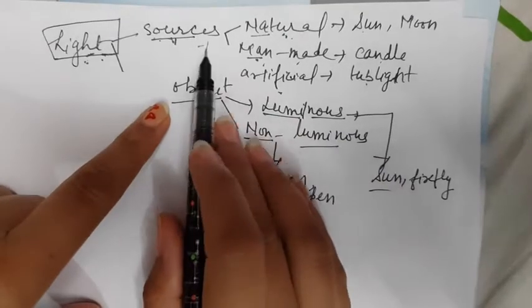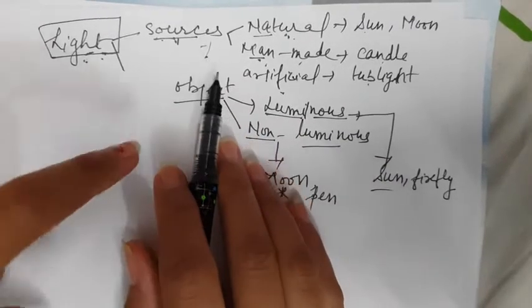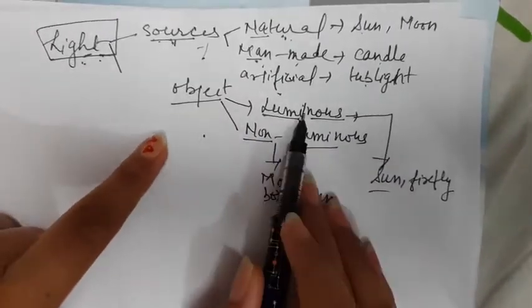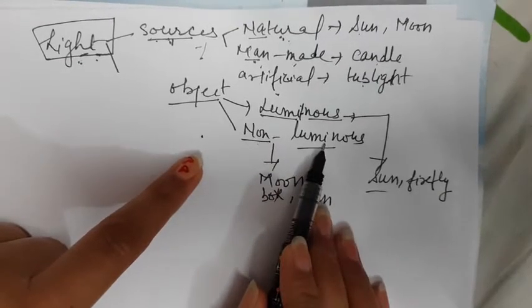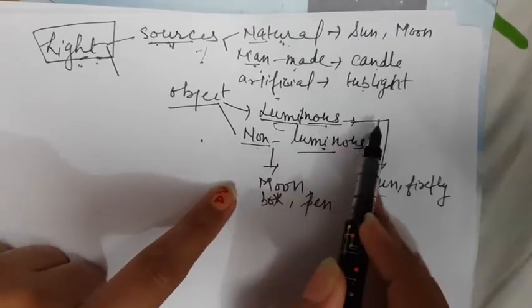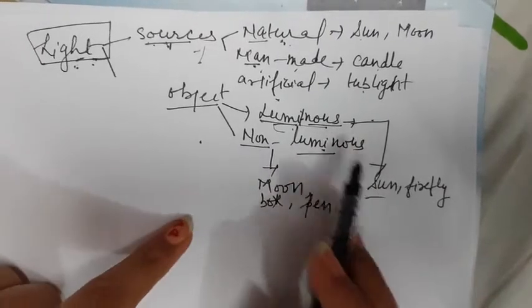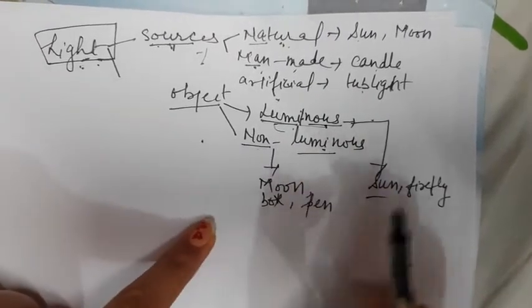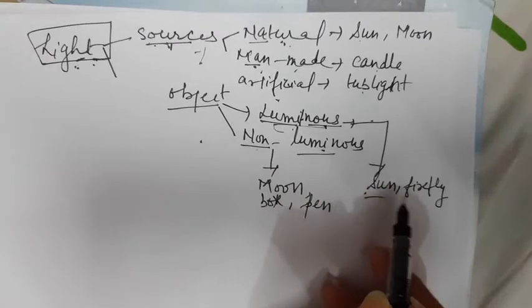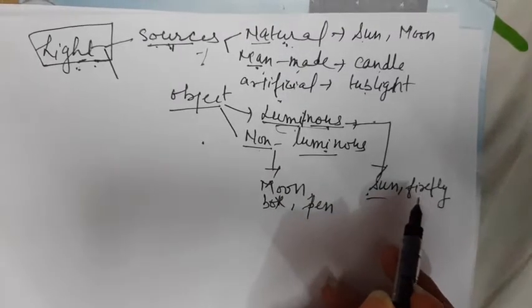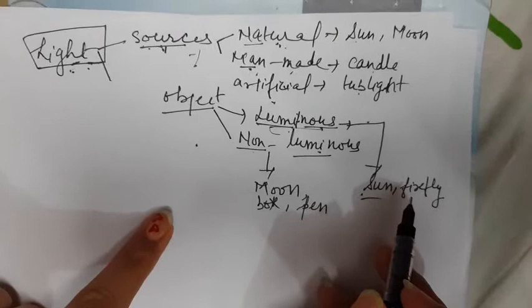Now according to this production of light, the objects are divided into two categories: luminous objects and non-luminous objects. Luminous objects produce their own light. The objects which are able to produce their own light are known as luminous objects. Examples are the sun and the firefly.